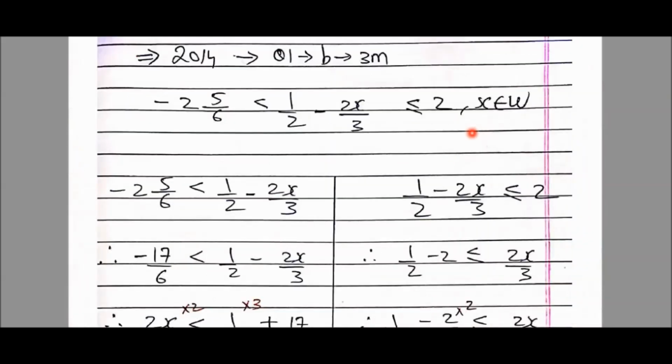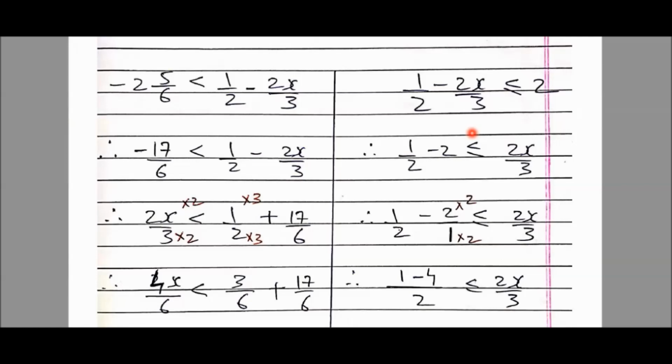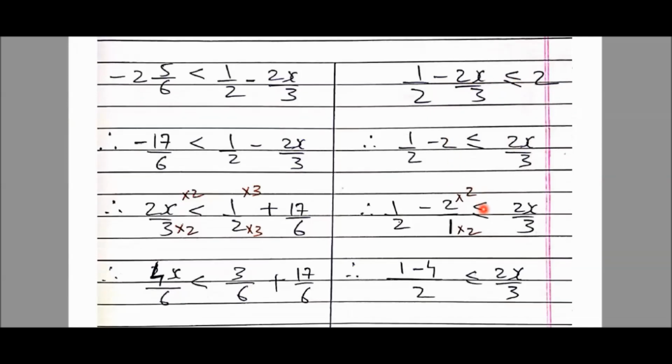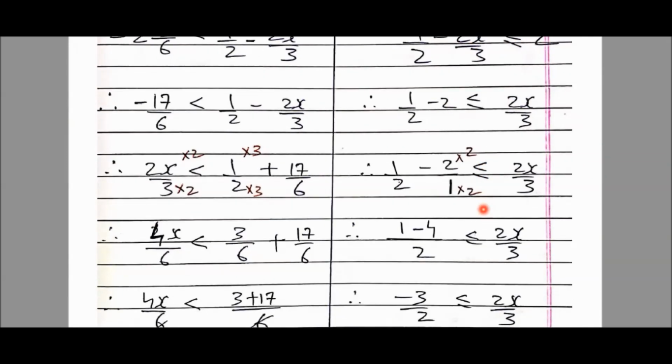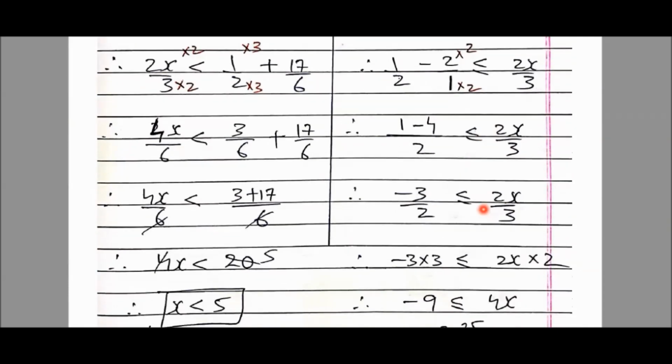Pause the video and you can solve it. Okay. Here we have the same thing. So I'll take this minus 2x upon 3 to the right hand side, so this becomes plus 2x upon 3, and I'll bring this 2 to the left hand side, so it becomes minus 2. Please solve it. Any doubt, you can pause the video. The entire thing you can solve. It's very simple.